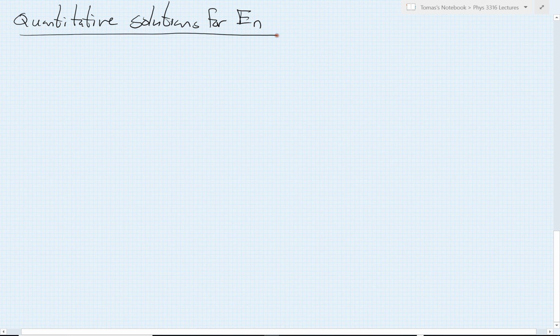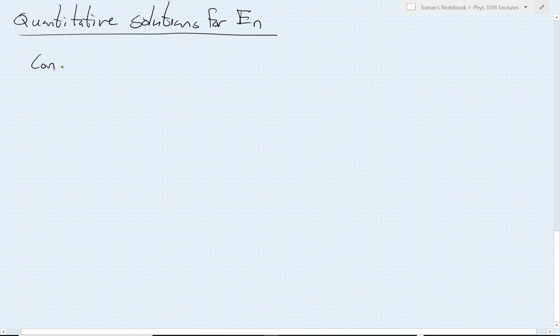Let's now consider quantitative solutions for those discrete bound state energies. Now, to do this quantitatively, we need some kind of a condition. And the purpose of the animation is to really reveal what the mathematical condition is.